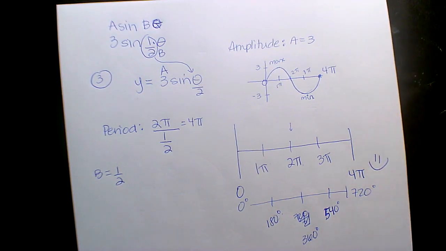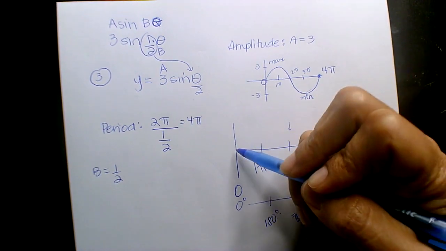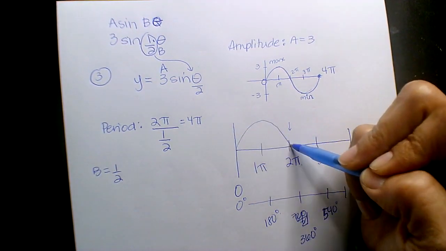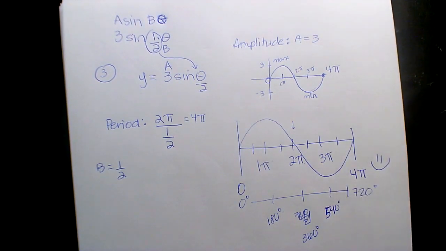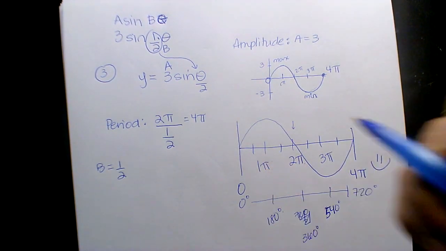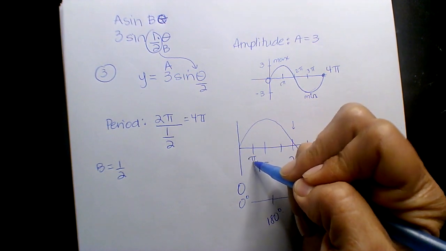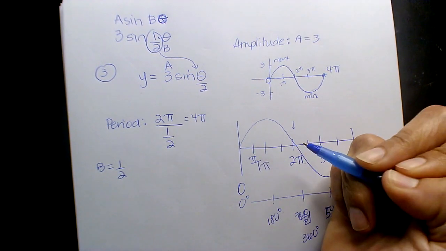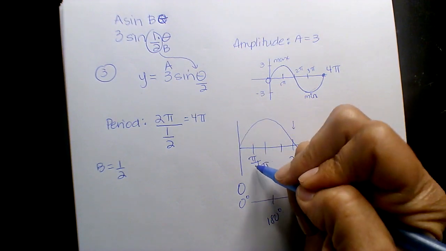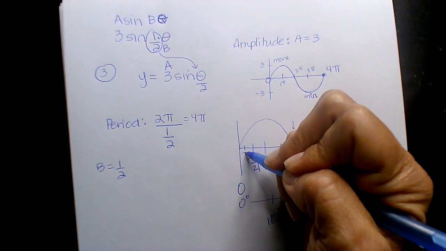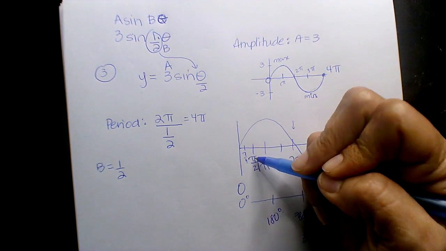Now, for your graph, if you guys want to put some effort into it, because you guys already know it's going like this, if you now want to put some quarters in there, you can. If that's pi, this is what? Pi over 4? No. Over 2. Right. Pi over 4 would be here. So you could do pi over 2.